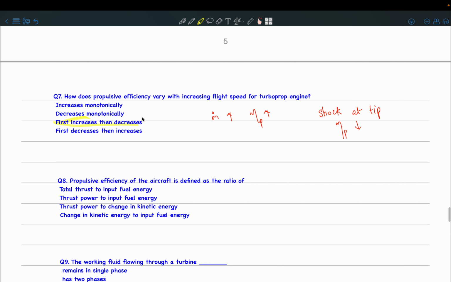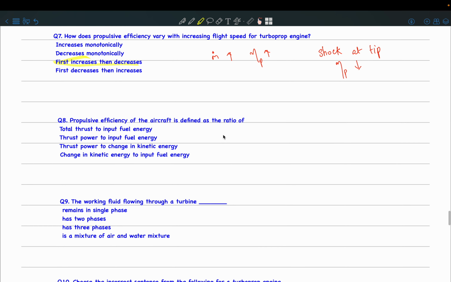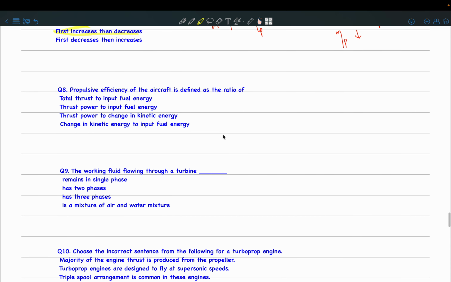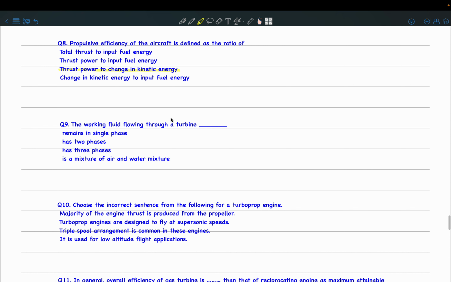Okay, so what about question 8? Propulsive efficiency of the aircraft is defined as, we discussed this already. So option 3, thrust power to change in kinetic energy, right? Okay. The working fluid flowing through a turbine remains in a single phase, has two phases, three phases, it's a mixture.